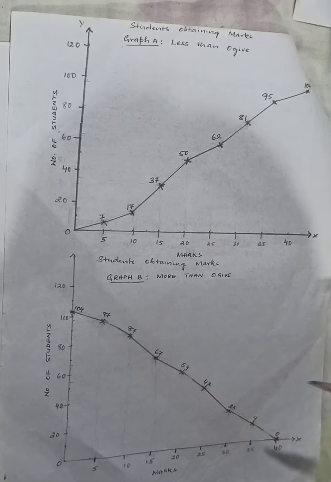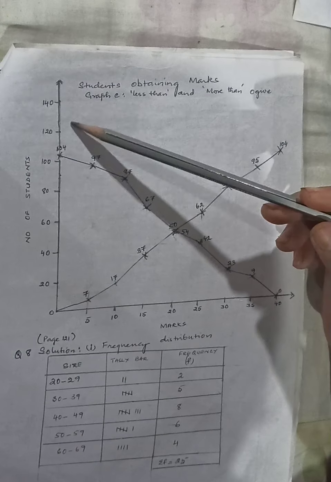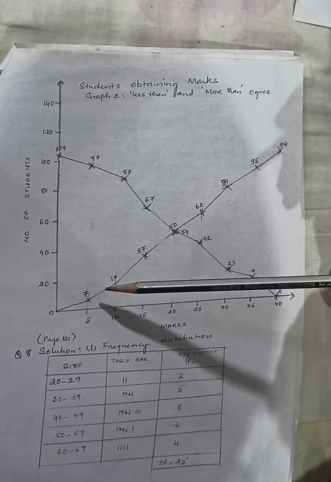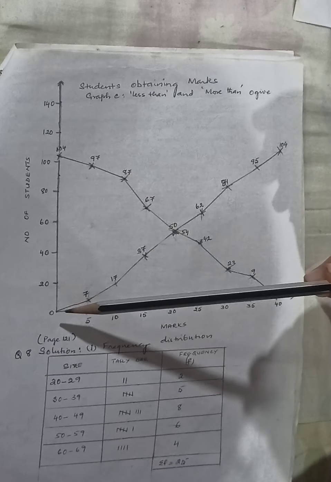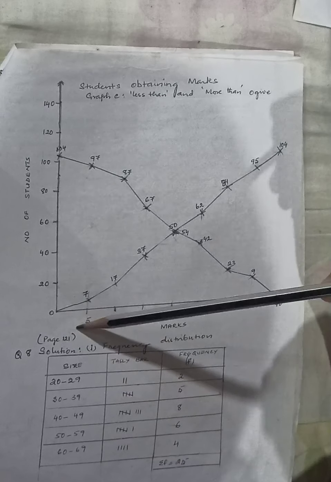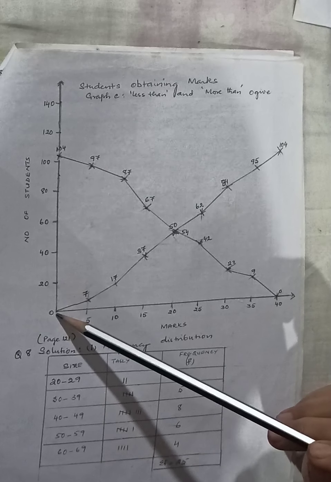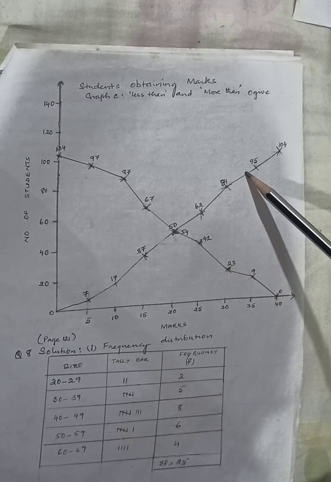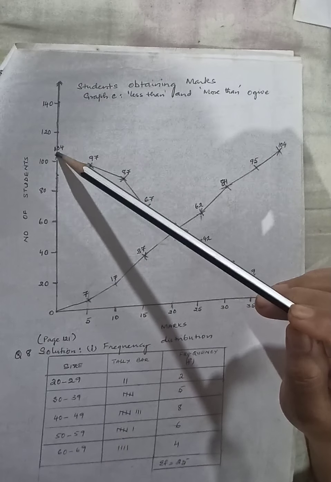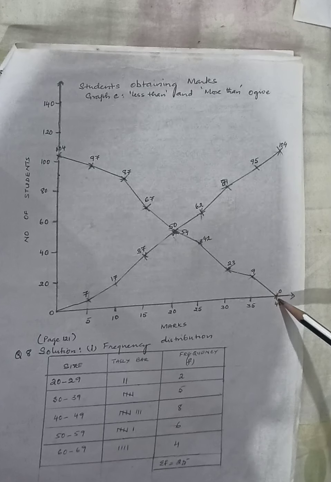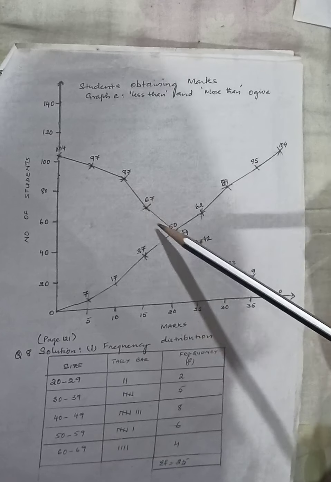So instead of this, you can draw them in one at a time. So here this diagram represents the same thing. So I'm putting these two diagrams in one. So OX axis and OY axis. So this is how: the line which moved from down to upward is the less than ogive curve, and the line which moved from top to down, which reached to the OX axis, is the more than ogive curve.